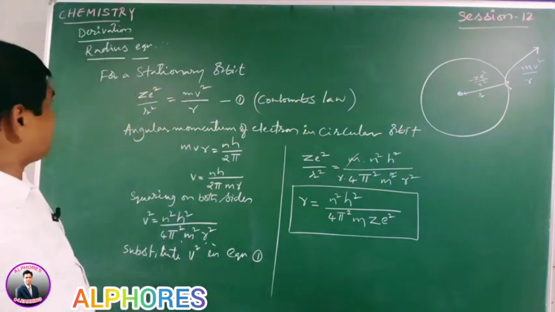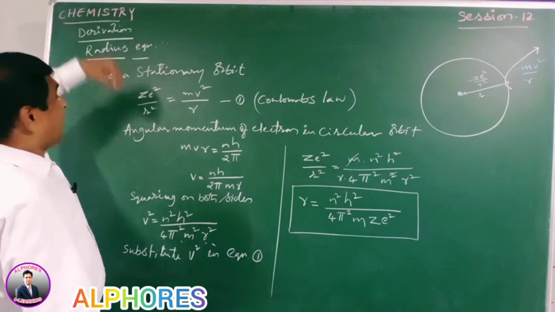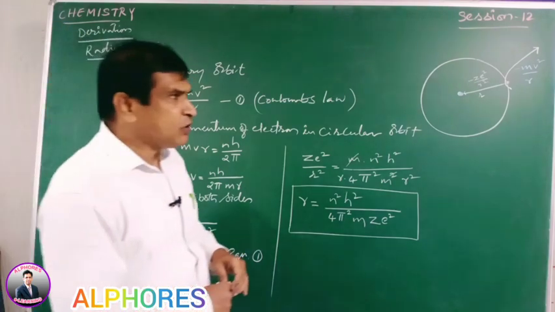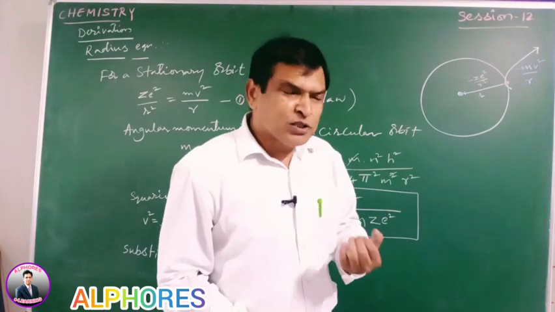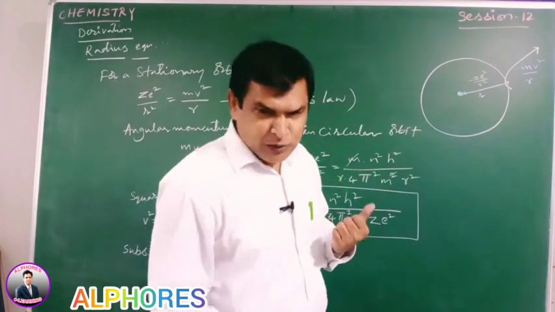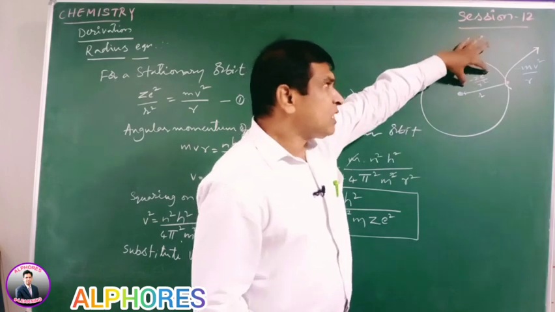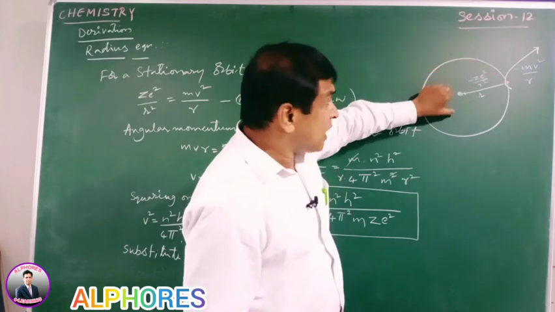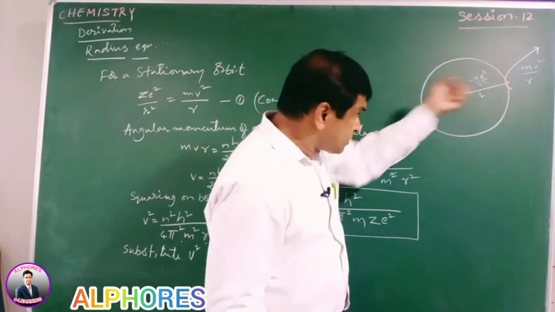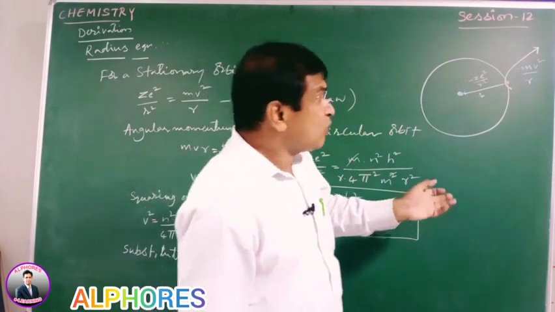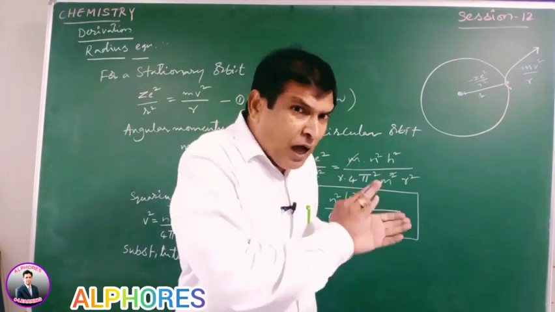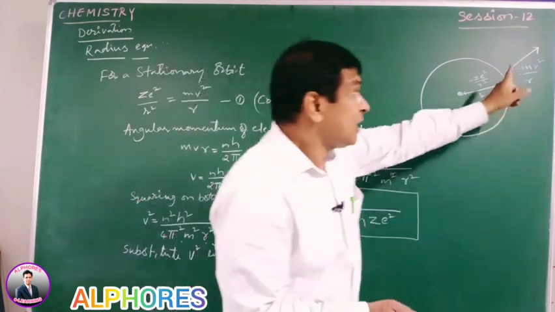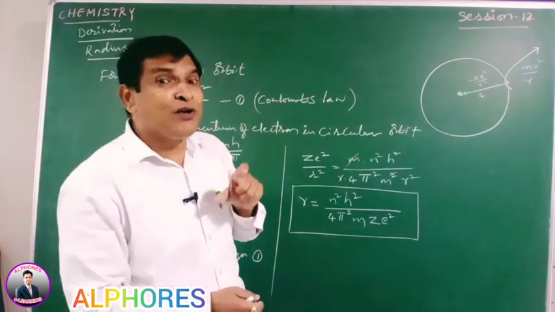Okay, once again from the beginning. According to Bohr, the electron is revolving around the nucleus in a circular orbit. In the circular orbit, the attraction force between the electron and the nucleus is called centripetal force. The nucleus is attracting with this much force towards the center. The same amount of repulsive force is acting on the electron to keep it away from the nuclear attraction force. That is called centrifugal force.